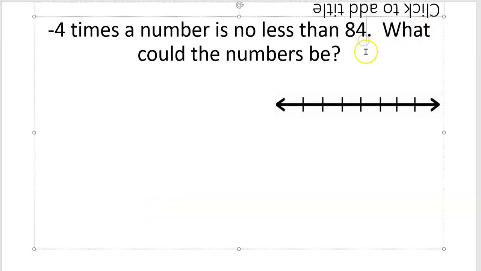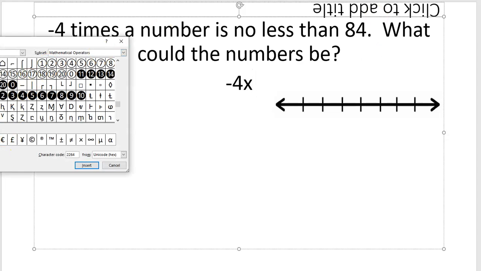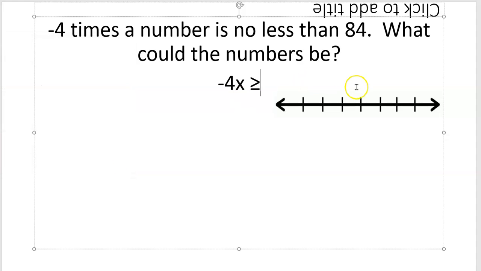And then last one, -4 times a number is no less than 84. -4 times a number is not less than. If it's not less than, it could be greater than or equal to 84. Those ones are super tricky. Be cautious with them. Okay, I want to do a couple off of your homework.